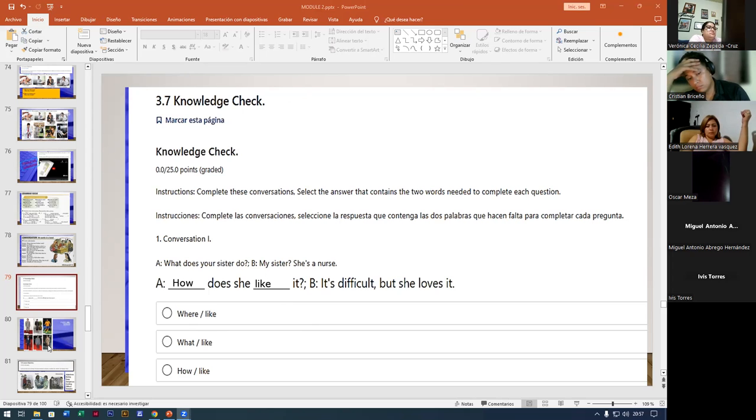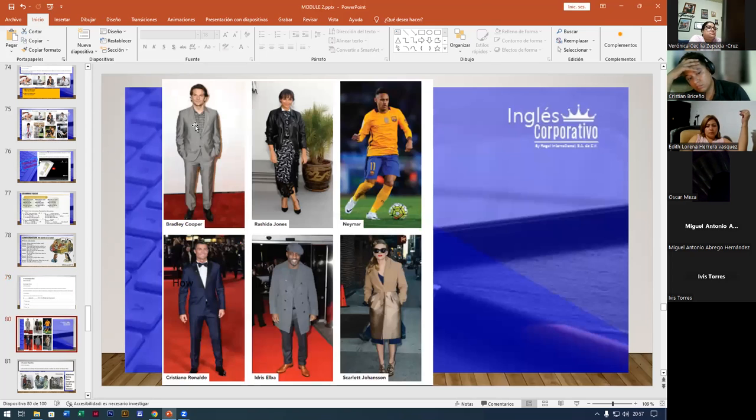Now, we have other forms here. What about this one? Tell me, what does he do? Here we have Bradley Cooper. He's an actor. Very good. Okay. What about here? Rashida Jones. She's an actress. Very good. Where does she work? If we don't know, we can invent.